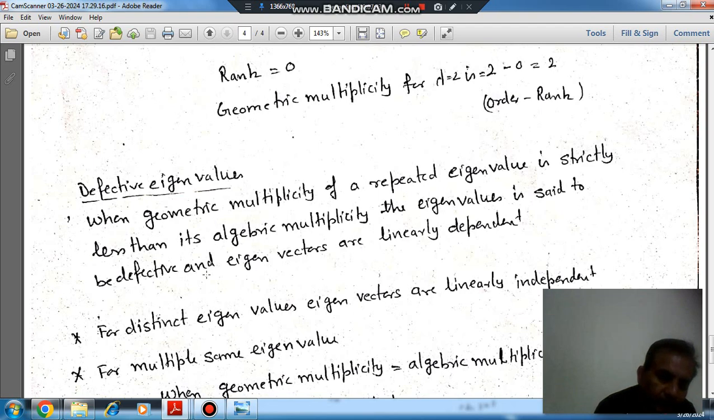And for a defective eigenvalue, the eigenvectors are linearly dependent. They depend upon each other, because then there will be only one vector equation. Okay. And so they will be dependent upon each other. If the geometric multiplicity is less than the algebraic multiplicity, then the eigenvectors are linearly dependent.